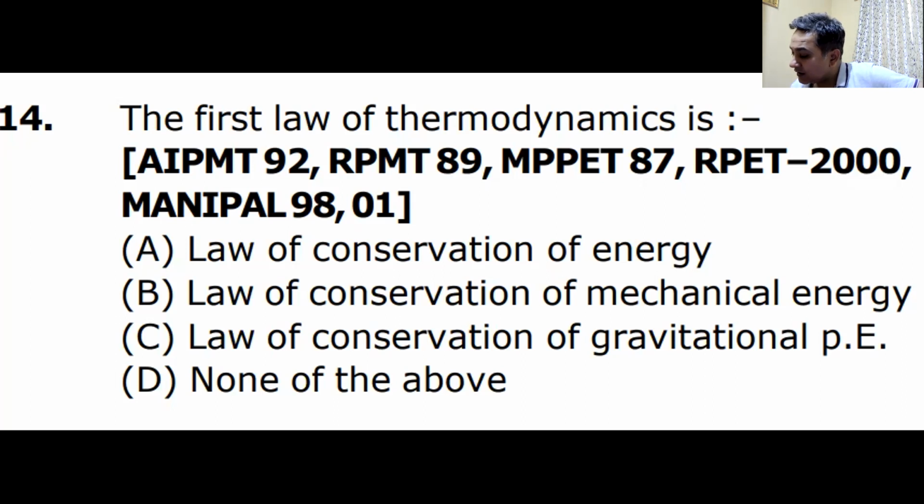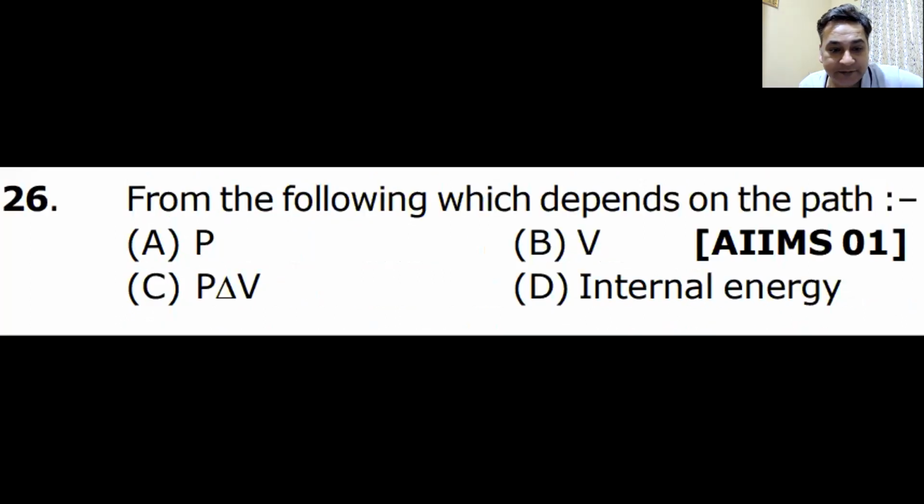Yes or no? One more. Plus 4 or minus 5. This will get you into AIIMS. Let's see who gets into AIIMS. From the following, which depends on the path? A, B, C, D. Let's see who gets this one. Let's see who gets into AIIMS. Is anyone getting into AIIMS?